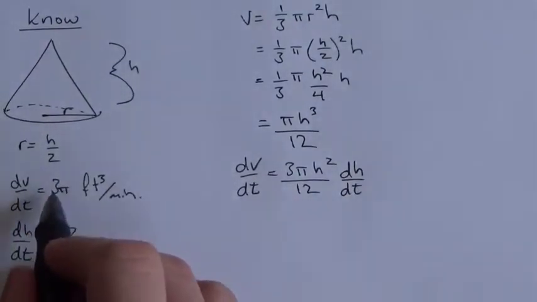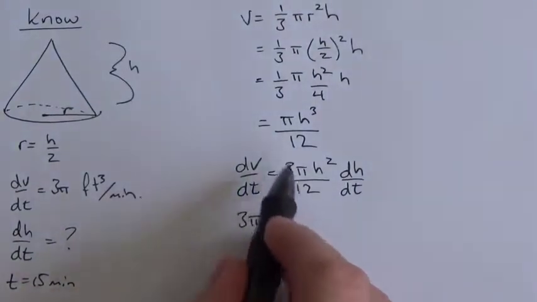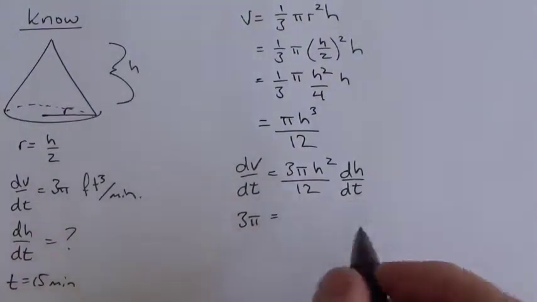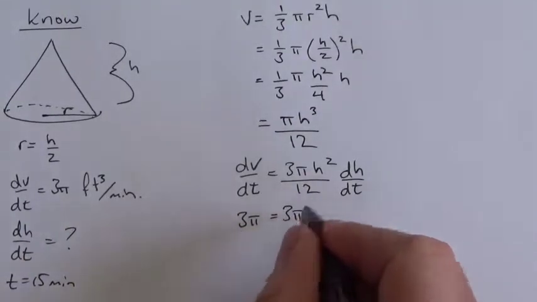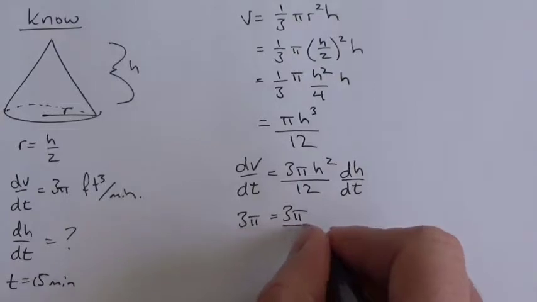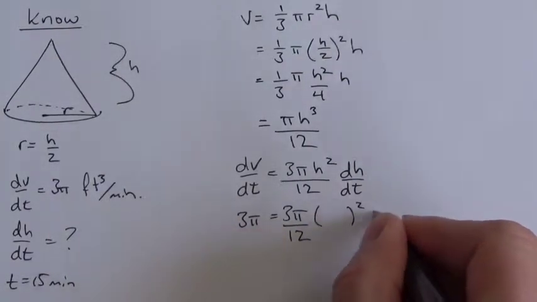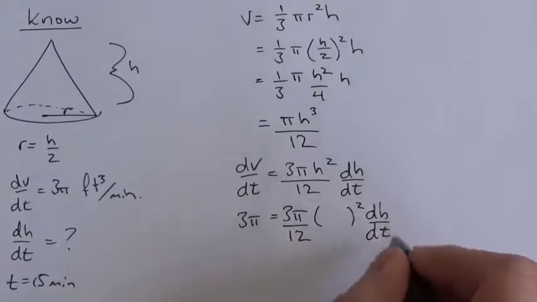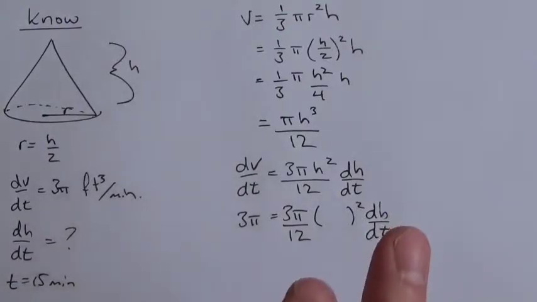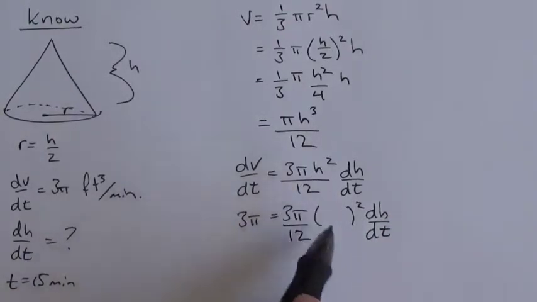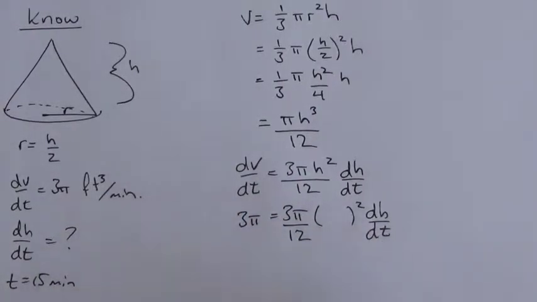Now, I know that dV by dt is 3 pi. Over here, I can simplify this a little bit, because I've got 3 over, actually, I'm going to leave that 3 pi in there because I'm going to be able to cancel those out right away. This is over 12. Here's my problem. I am looking for dH by dt. I'm okay with that being unknown, because that's what I'm looking for. I am not, however, okay with h being unknown, because if h is unknown, then I really can't figure out what dH by dt is.